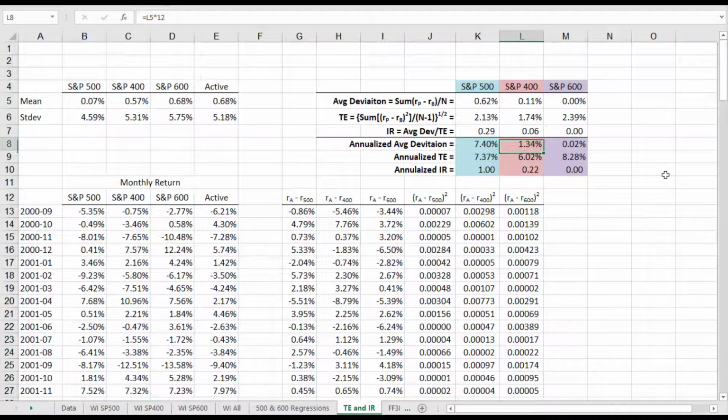But see, when I move to the mid cap, I have an information ratio that is significantly smaller. And then finally, when I move to small cap, you can see that my annualized average deviation is very, very small, only 0.2%. My tracking error is large, and my information ratio goes to 0. We've already established that the S&P 600 is the correct benchmark. We can now conclude that there's roughly a 50% chance of this manager beating the S&P 600 or not beating the S&P 600.